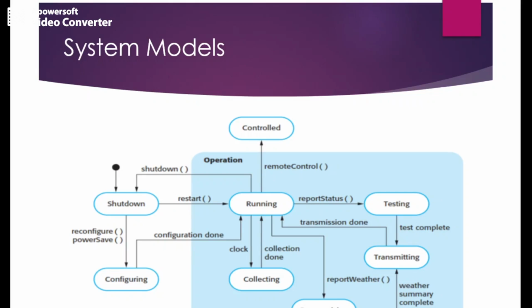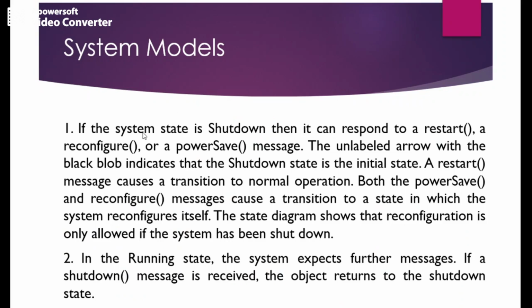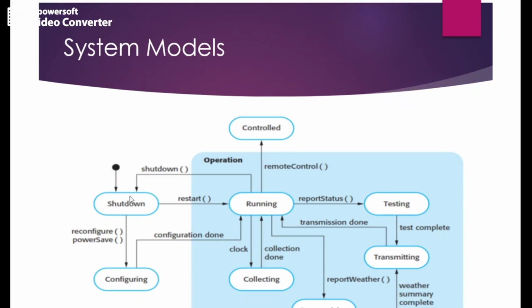So let us see the state diagram now. So the initial state here is shutdown state. So we'll begin that. If the system state is shutdown, then it can respond to a restart, a reconfigure, or a power save message. Just look at the diagram. Now initially your state is in shutdown state. So it can respond to messages like it can receive a reconfigure message, power save, or restart.